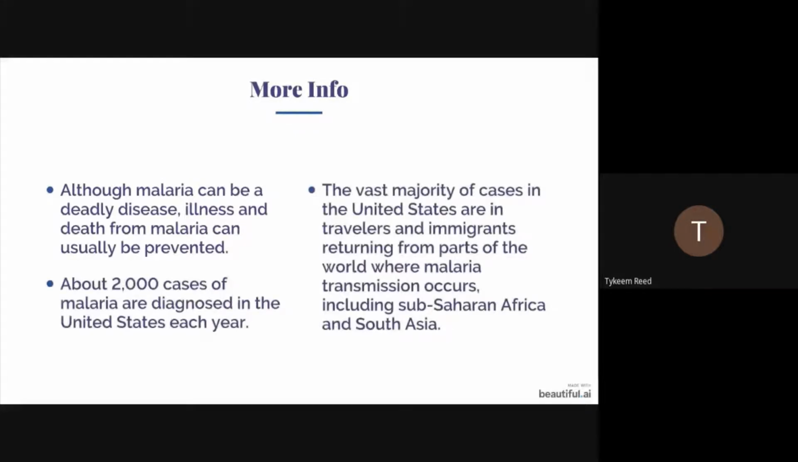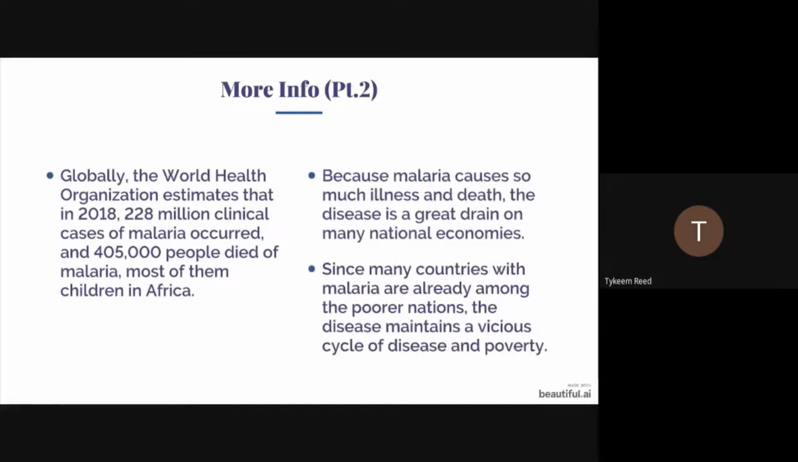Okay, so although malaria can be a deadly disease, illness and death from malaria can usually be prevented. About 2,000 cases of malaria are diagnosed in the United States each year. The vast majority of cases in the United States are in travelers and immigrants returning from parts of the world where malaria transmission occurs, including sub-Saharan Africa and South Asia. Globally, the World Health Organization estimates that in 2018, 228 million clinical cases of malaria occurred, and about 405,000 people died of malaria, most of them children in Africa.